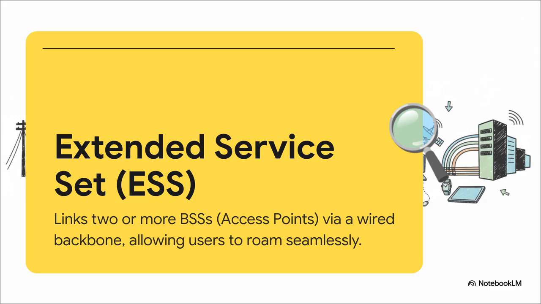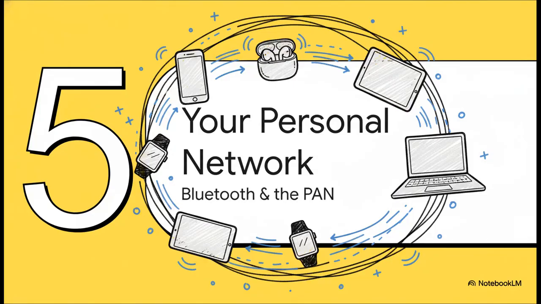And here's where the magic really happens. When you link a bunch of these access points together using a good old-fashioned wired Ethernet backbone, you create what's called an extended service set. This is what lets you walk across a huge university campus or through a big office building while you're on a Wi-Fi call, and your phone just seamlessly hands your connection off from one access point to the next without ever dropping. It's amazing.